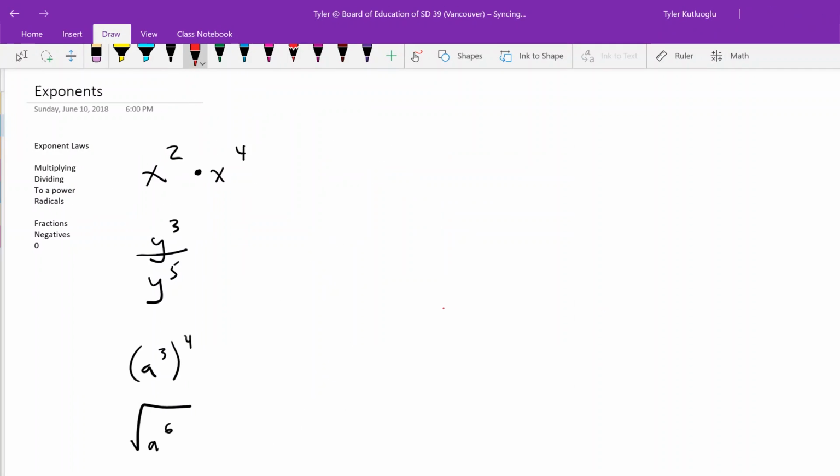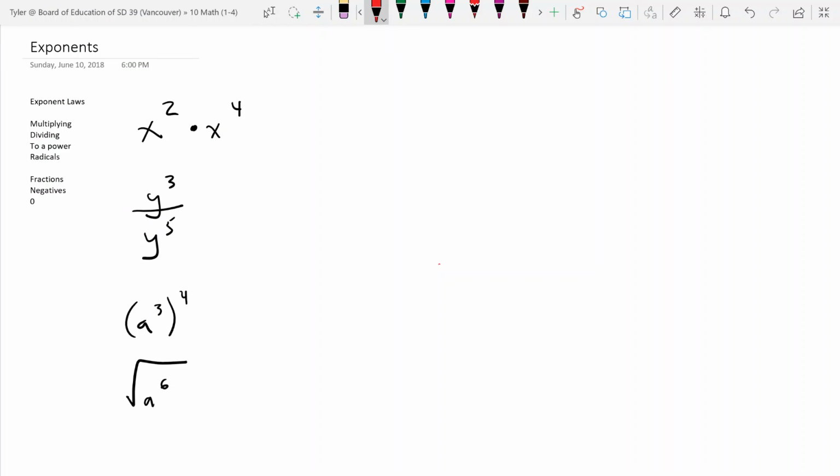All right, so let's look at some exponent laws, the basic ideas of how to do exponent stuff. So we'll start with the basics: multiplying, dividing, doing an exponent, or doing a radical. Whenever we're multiplying exponents, first thing we have to understand is they need to be the same base, like they both need to be x. So x squared times x to the 4, what we do is we add the exponents together. So this would become x to the 6.